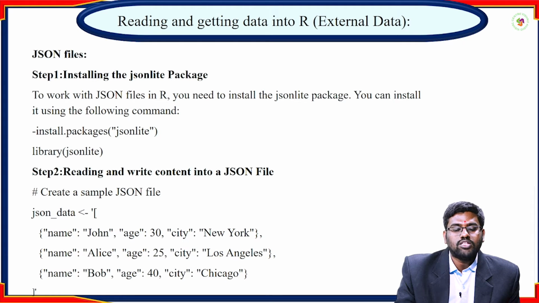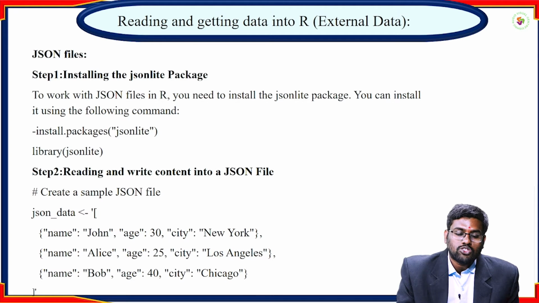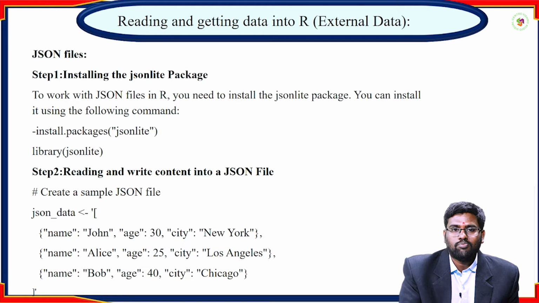So here I am using the JSON file. For that I want to install the package, if you have to access the files from the R programming. For that we are using install.packages of jsonlite. So jsonlite is the package name that is used to access the JSON files in our R programming tool. After that, I want to take the JSON data. Inside that I want to take the contents name, age and city, three attributes I have taken here.